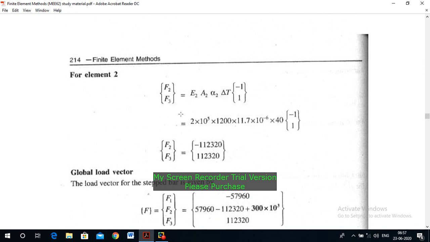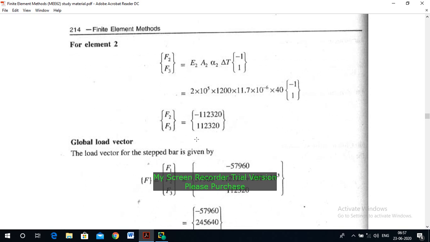Similarly, find out for element 2 what is the force vector. Therefore F2 F3 equal to E2 A2 alpha 2 delta T times minus 1, 1. Substitute all the values from the given data and simplify the equation, and I will get what is the force vector for element 2. Therefore F2 F3 equal to minus 1,12,320 and 1,12,320. The answer for this, the force vector for element 2.